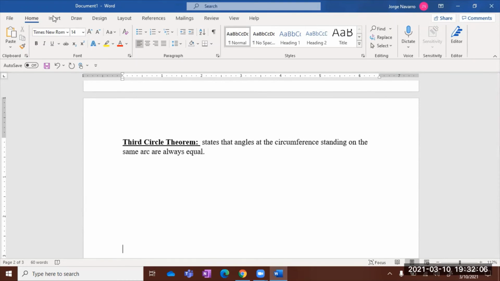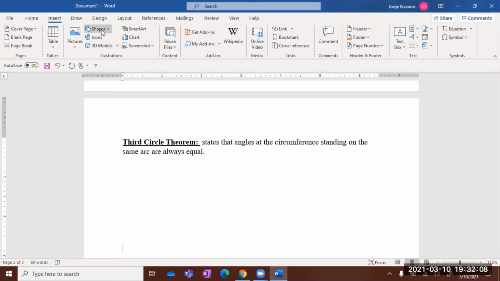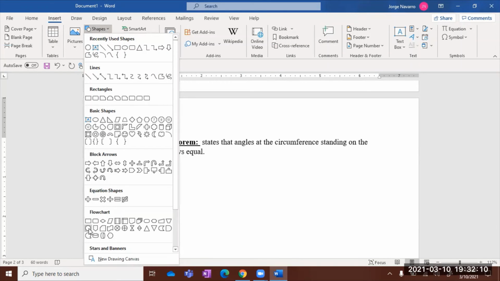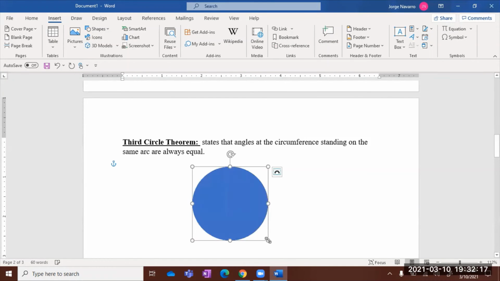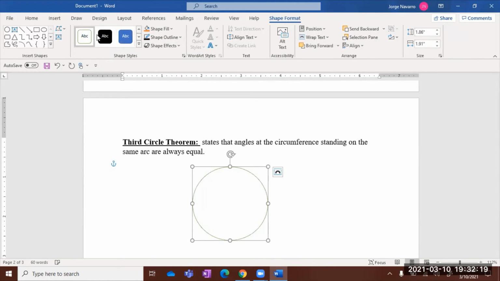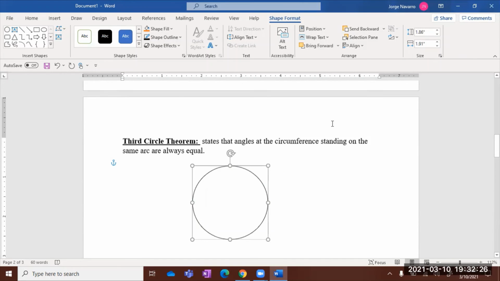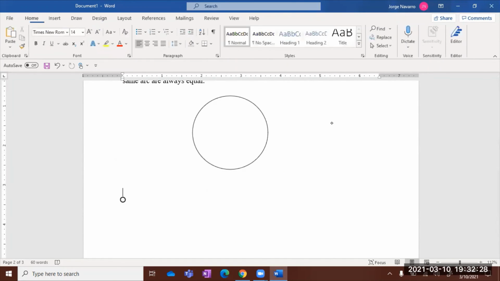So let me insert. All right, so this one is saying this. All right, I'll start with a point A and I put a point B. Now it says anything that comes from here will have the same size.